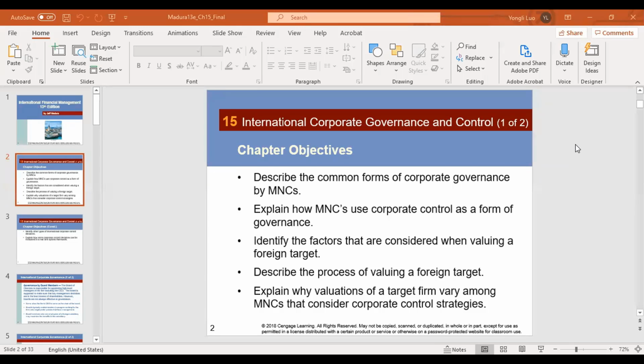3. Identify the factors that are considered when valuing a foreign target. 4. Describe the process of valuing a foreign target. 5. Explain why valuations of a target firm vary among MNCs that consider corporate control strategies.